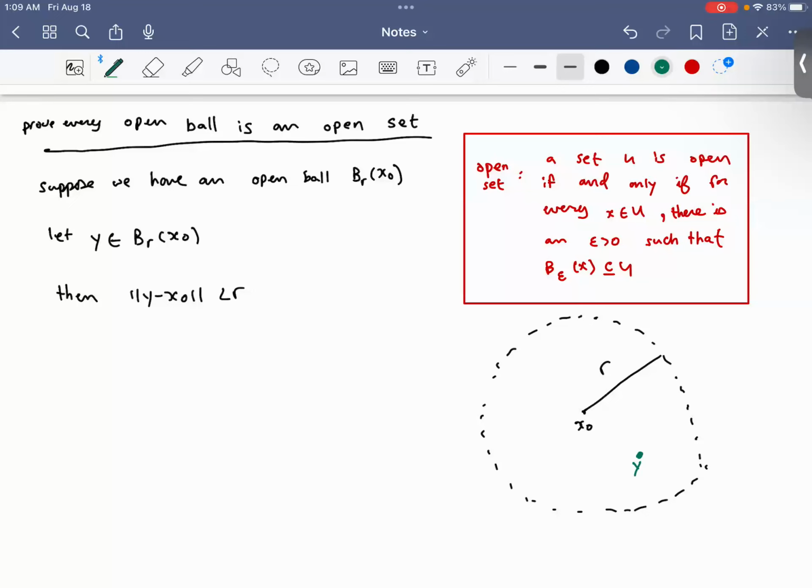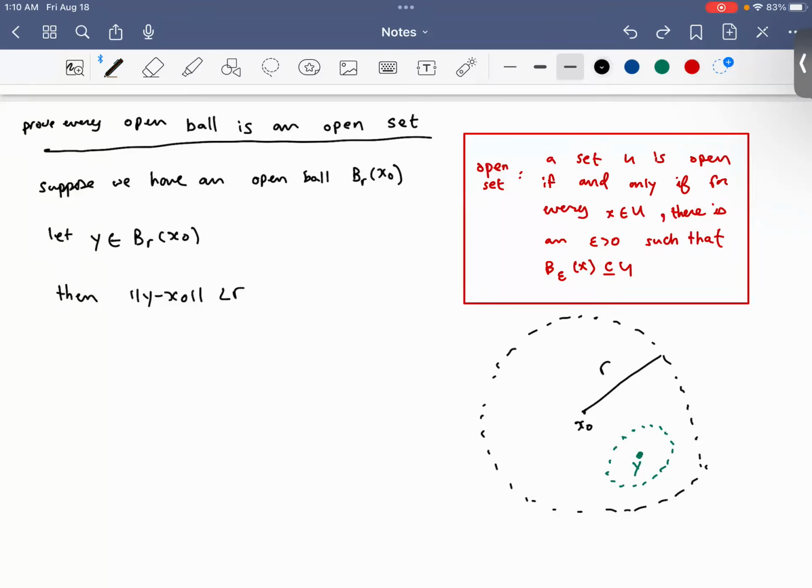So what we're trying to do is to determine the radius that we can fit around y such that we're still staying inside this open ball. So for any arbitrary point that we're picking in here, it's also going to be an element of this original ball. Okay, so we need to figure out what this radius is.